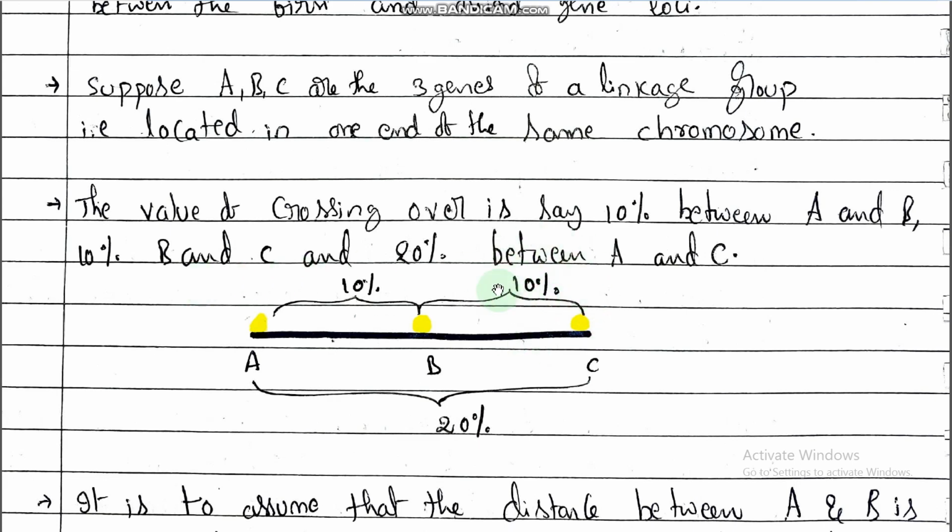Okay. So the distance between A and C, how much? AB plus BC is equal to AC. So AC is equal to 20%. 20% means what? 20% crossing over, 20% recombination, 20 map units or 20 centimorgans. You got it or not?